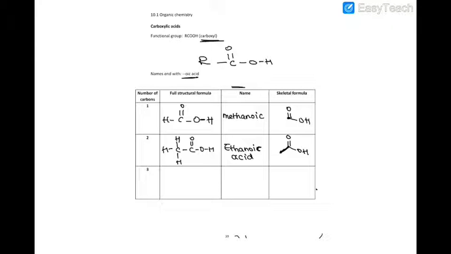Okay, three carbons, so 1, 2, 3. One will hold the COOH, and the rest will be bonded to hydrogen. So this is propanoic acid, and the skeletal formula has 1, 2, 3 carbons here, and then you have the OOH bond. So this is the carboxylic acid, and this contains the carboxyl group.